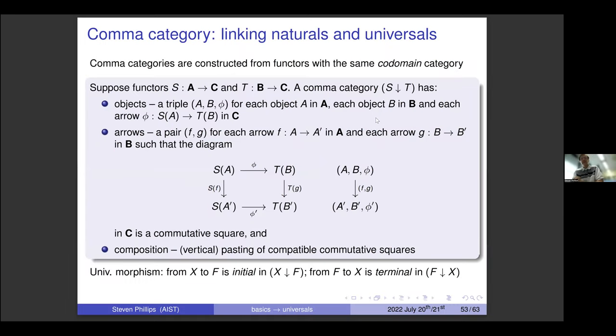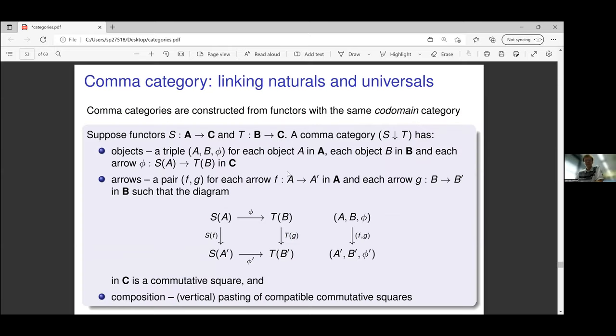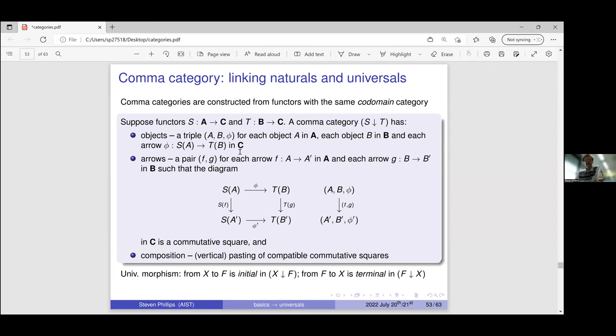But unfortunately, to introduce the notion of a comma category, we've got to generalize the notion of this relationship between functors and so forth. Again, we get back to this notion of a commuting square, which we saw with natural transformation. But the key difference here is that with a comma category, the two functors, S and T, don't have to have the same domain category. You notice that they share the same codomain category, C, but they have different domain categories, so they come from different perspectives, actually. So there's S and there's T.